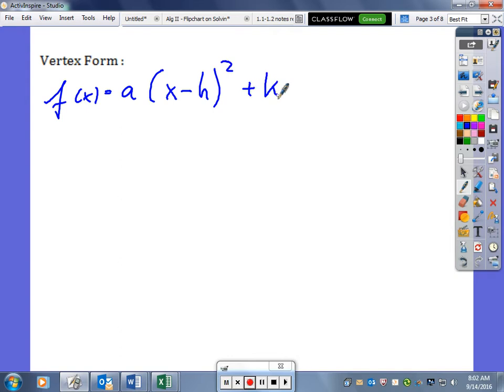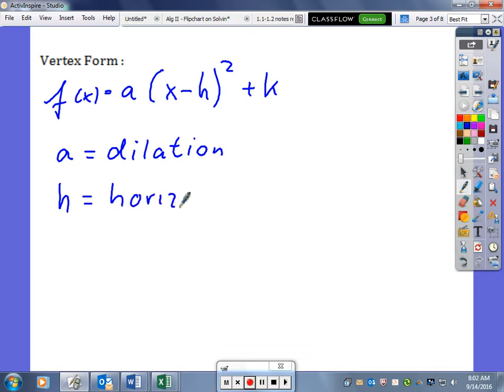And you already know a, h, and k from our absolute value equations and functions. A is the dilation. We also call it slope, but it's really the dilation of our curve. In other words, is it squeezed or is it stretched? It's also what you could call it. H is the horizontal shift.